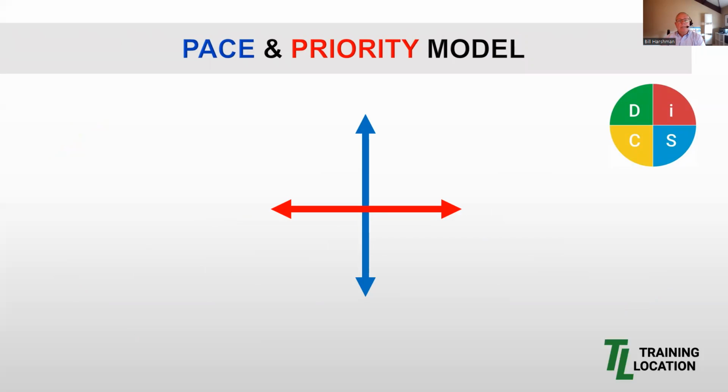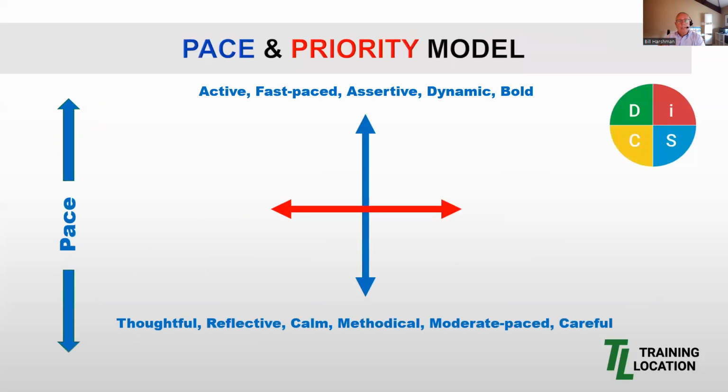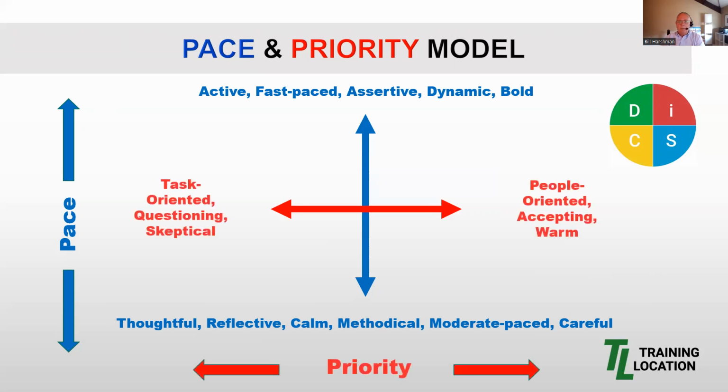Let's take a look at our pace and priority model. It's the essential tool I love to use to diagnose, discuss, and understand DiSC styles. The vertical axis represents pace, and we see the descriptors at the top and bottom of that continuum. The horizontal axis represents priority, and we see those descriptors at the left and the right of that continuum. As we look at this simple grid, we can begin to make the unique pace and priority pairings into each quadrant as follows.